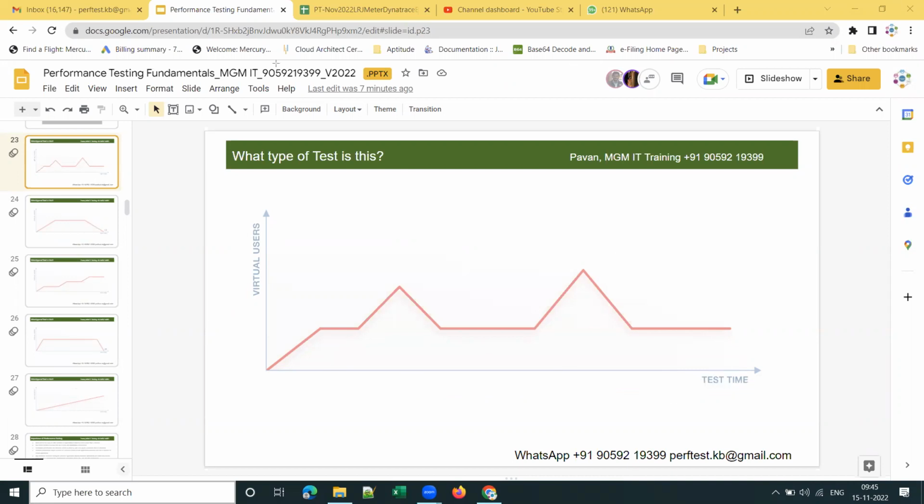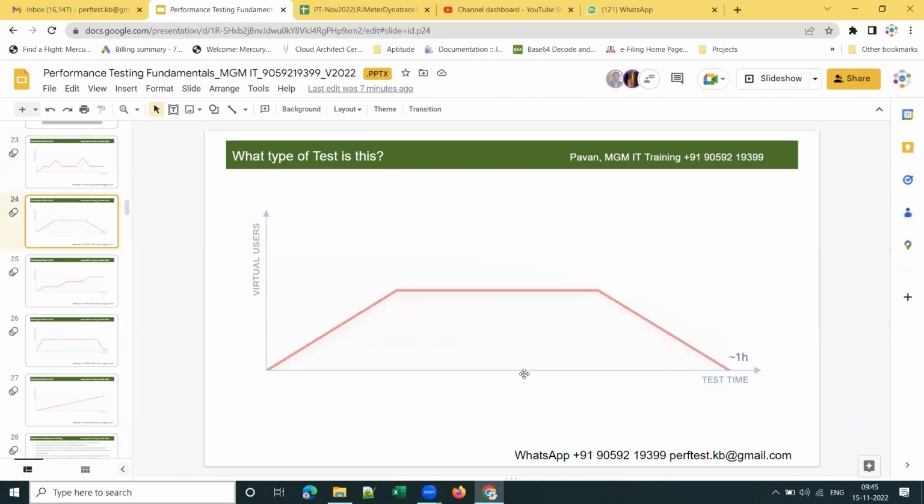Now, what is this next type of test? What type of test is this? Load test. So this graph best represents a load test. Again, on the x-axis we are representing test duration, and on the y-axis we are representing virtual users. Right? And what is this called? This is called a ramp up period. Ramp up period. This is called steady state.